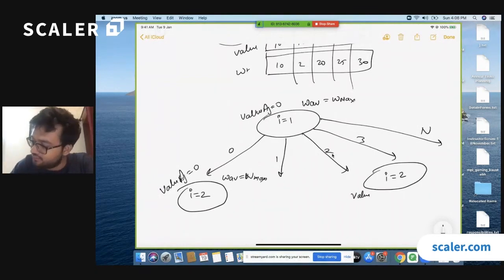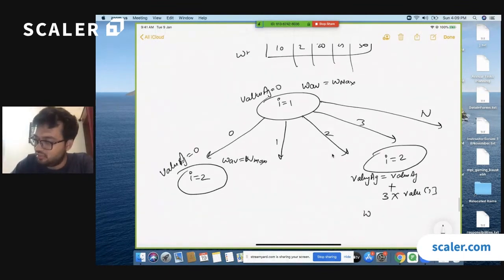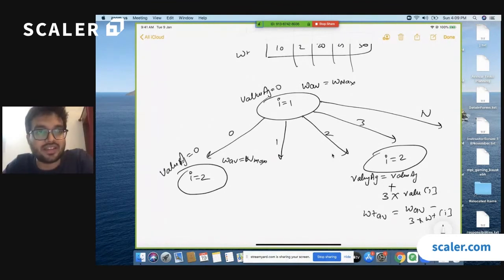Your value aggregated is going to be the present value aggregated plus 3 times the value of the ith element, right? And your weight available would be the weight which was previously available minus 3 times the weight of the ith element. Does that make sense to everybody?